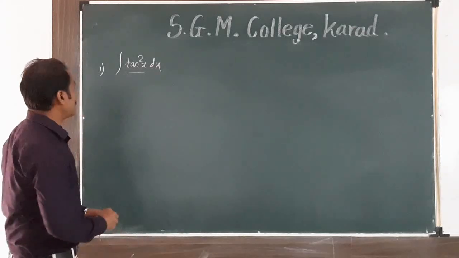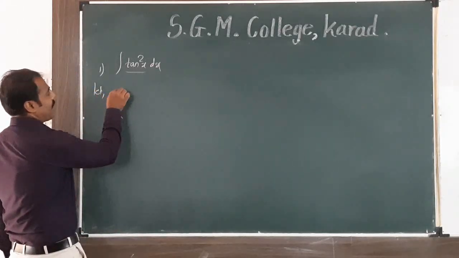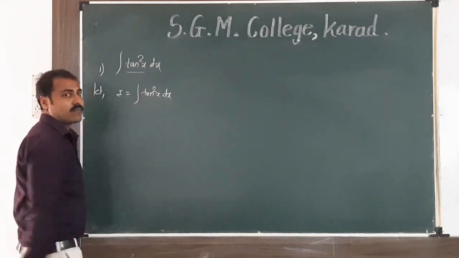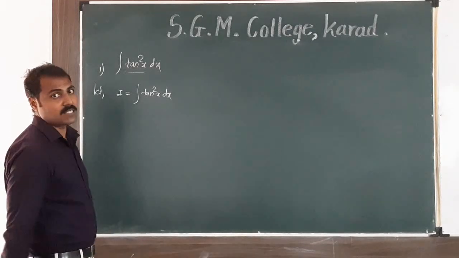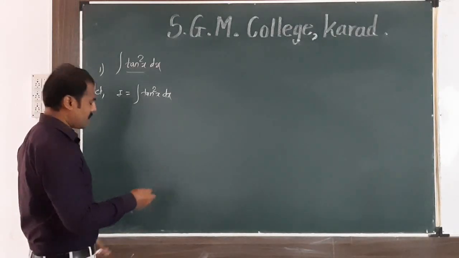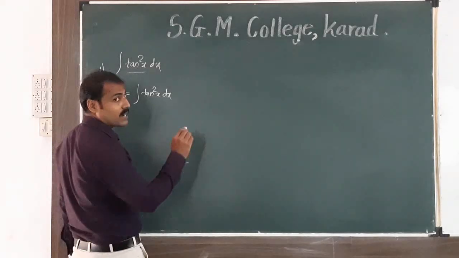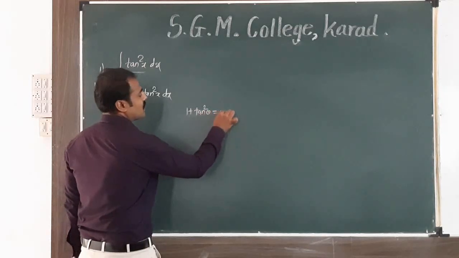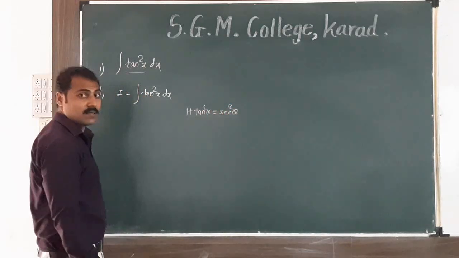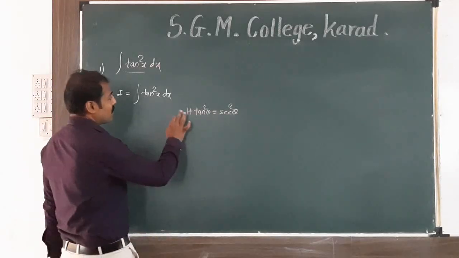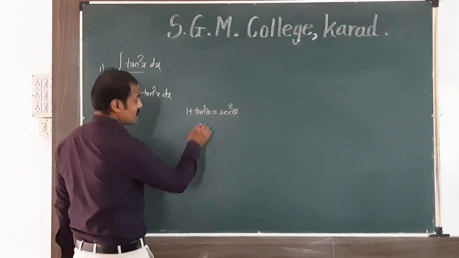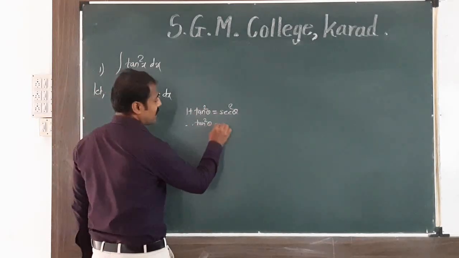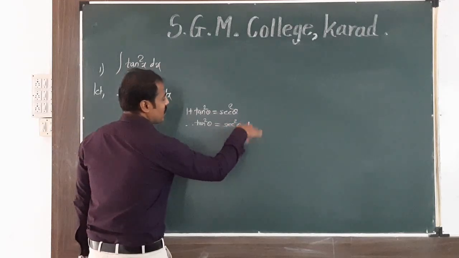Okay, so first denote the given integration by I. So let I be equal to integration of tan square x dx. Tell me the formula in which tan square x is there. We know the formula for fundamental identities: 1 plus tan square theta is equal to sec square theta. So we can find here the value of tan square theta. Value of tan square theta is what? Sec square theta minus 1.